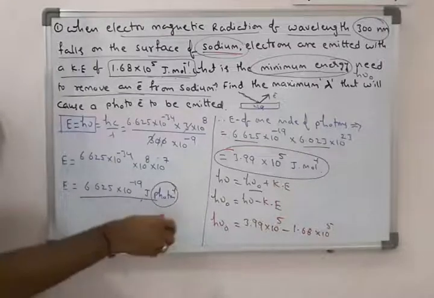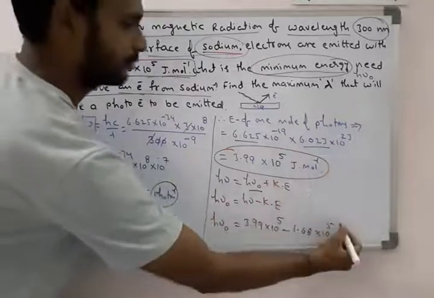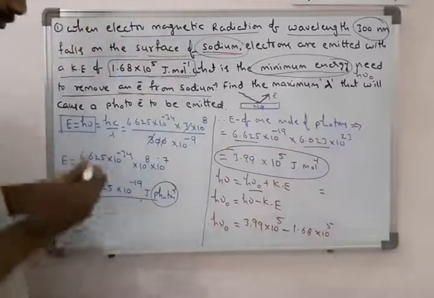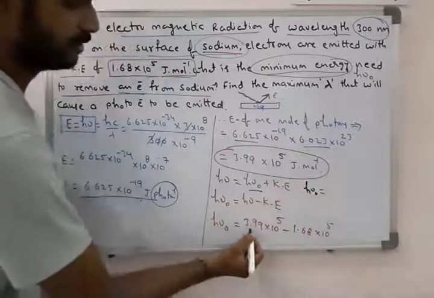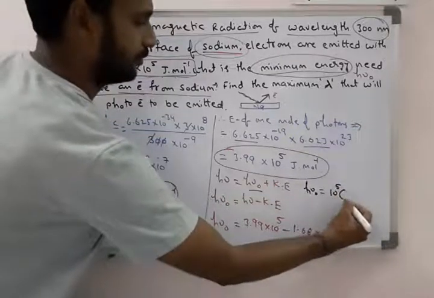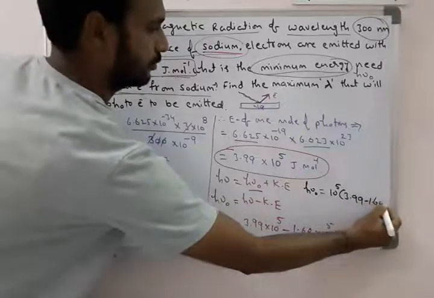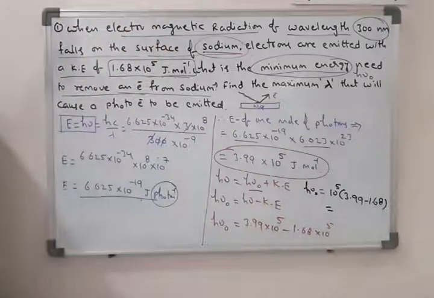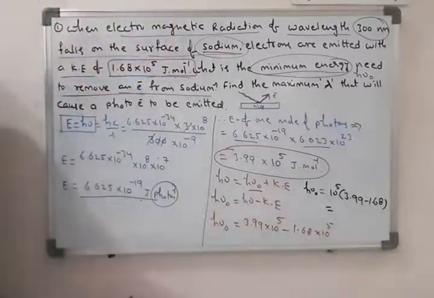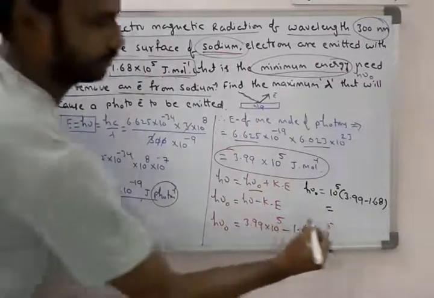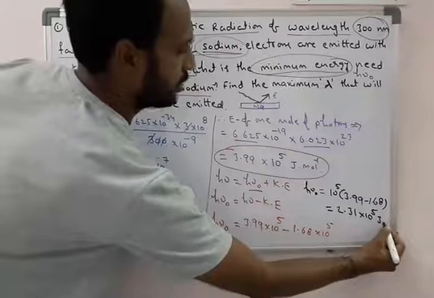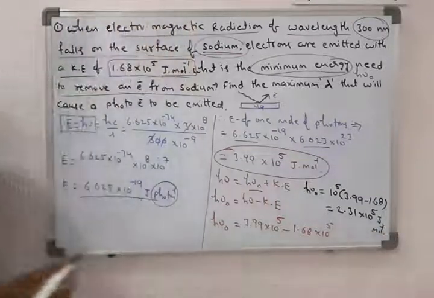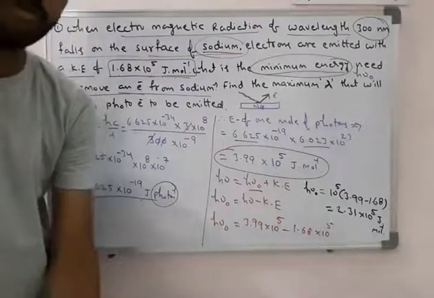Okay, on this calculation we get h nu naught approximately equal to 2.31 into 10 to the power of 5 joules per mole. So this we also got in terms of moles.